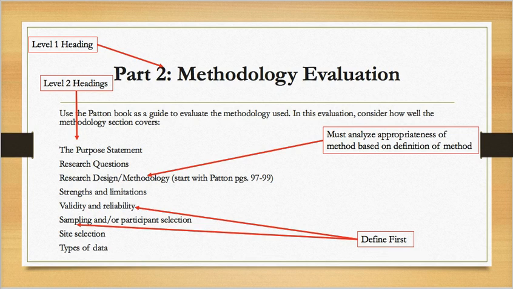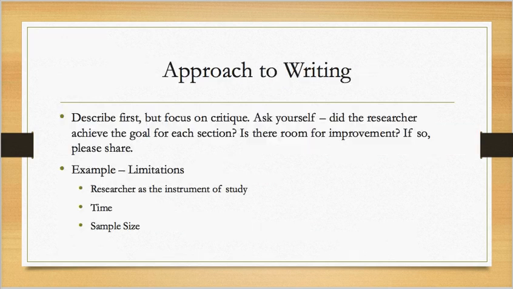Okay. And oftentimes they are appropriate, but there are perhaps better ways to do it. So you might also recommend some better ways to work with the sampling. All right. So the approach to writing this: describe first, but focus on the critique. Ask yourself, did the researcher achieve the goal for each of these sections? Is there room for improvement? And if so, please share.